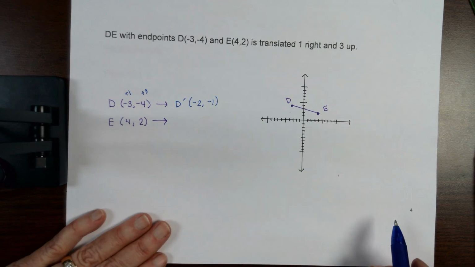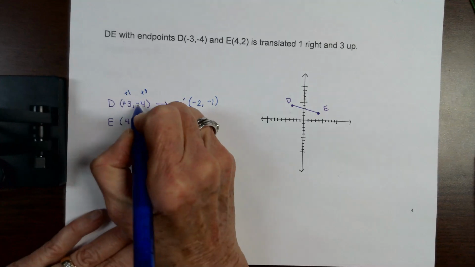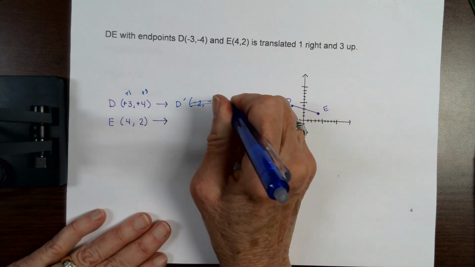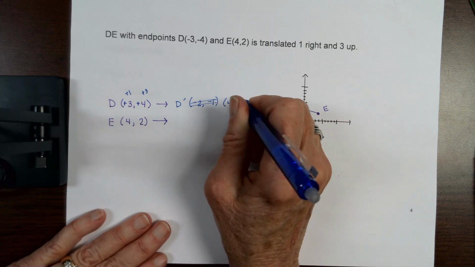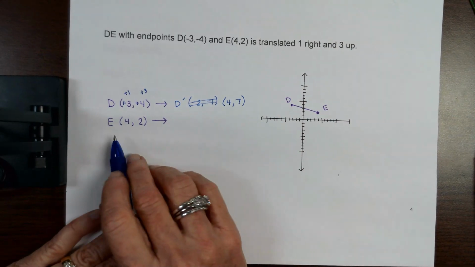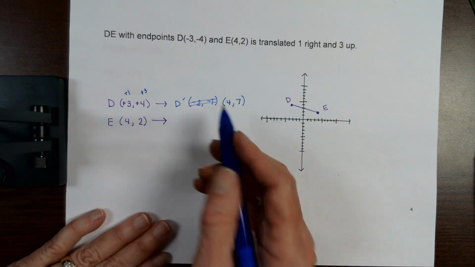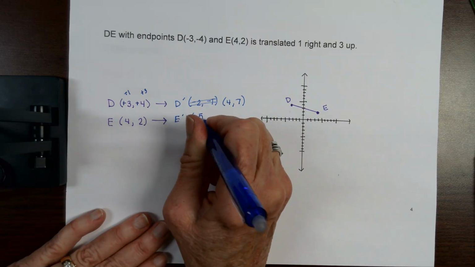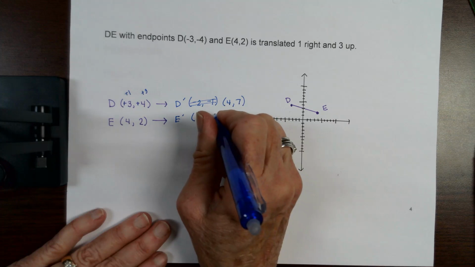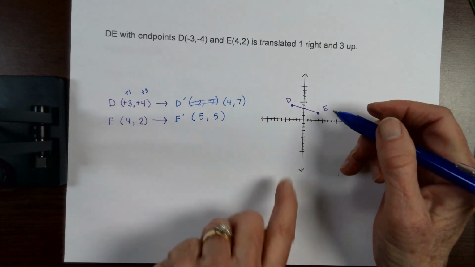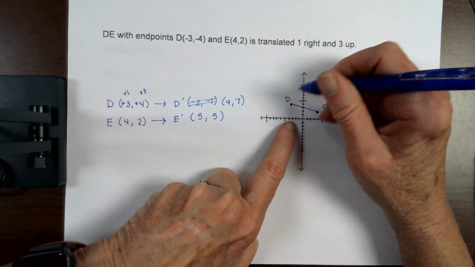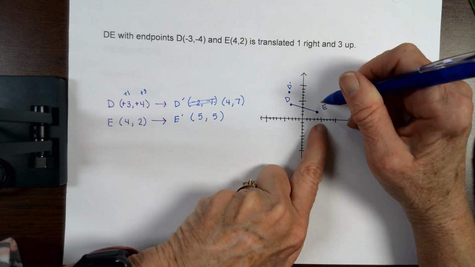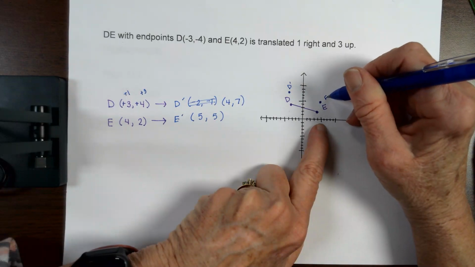Actually, it looks like I've graphed this wrong. Okay, hold on. What I've got is I have +3 and +4. So that means this is going to be 4, and this one right here is going to be 7. So that's going to be the 0.47. Then I have 4, 2 as your E. So E prime, when I add 1, is going to be 5. And it's going to be 5, 5. Okay, so what I have for 7, I'm going to go up to right here, and that's going to be my D prime. And then I'm going to go right here for my E, which is 5, 5.